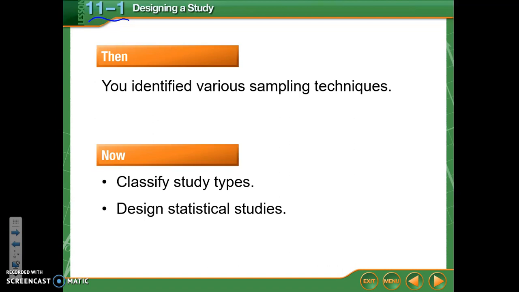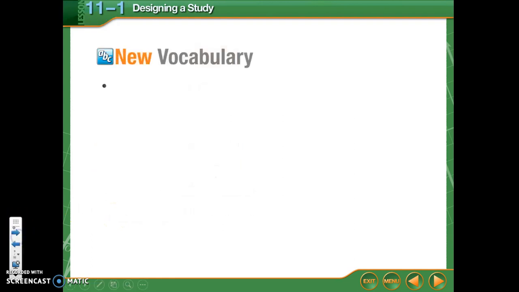In this chapter we're going to be talking about statistics and statistical studies throughout this whole chapter. And we're starting in this section talking about designing a study. What does it mean for a statistical study to be well designed? How do we avoid bias? What are the different types of studies that we can do? And we're going to talk about, again, good design of statistical studies.